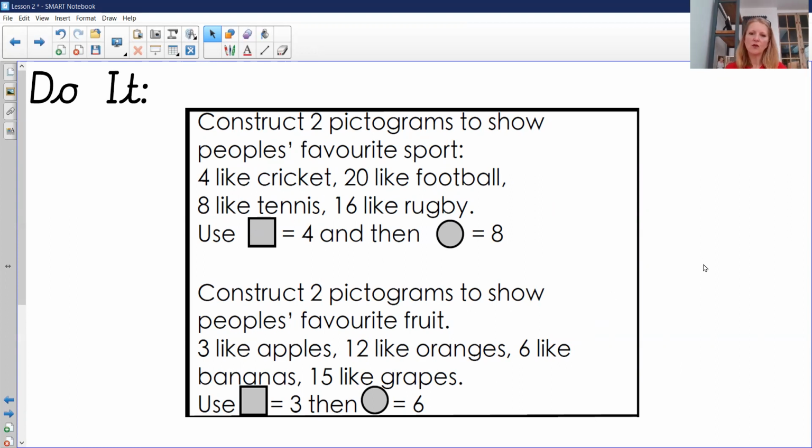Okay, so think about how you're going to draw your pictogram. They're going to need those separate columns and rows to show the different sports or different fruits. Don't forget to put a key on it as well. Okay, so there's quite a lot to do for the do it today. Maybe just choose the sport one or the fruit one, or if you're feeling energetic today, you could do all of them. Okay, so again, pause the recording whilst you're having a go at that.